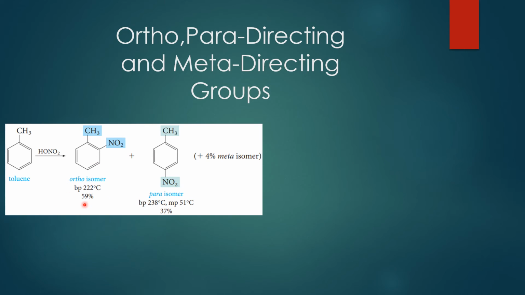The ortho isomer is 59%, the para isomer 37%. The meta isomer is low, 4%. On the other hand, nitration of nitrobenzene under similar conditions gives mainly the meta isomer.